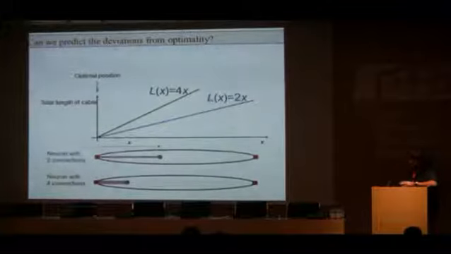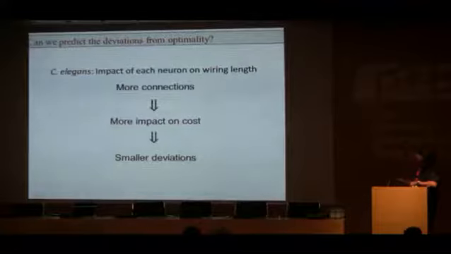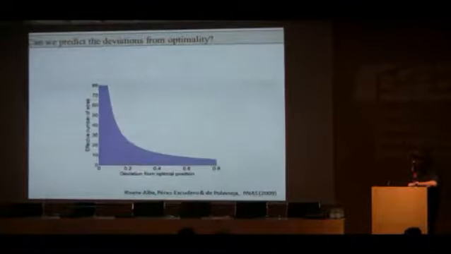So the prediction for C. elegans, just because the cost goes with the number of connections, is that because when you have more connections, you have more impact on cost, then you have smaller deviations when you have more connections. So the prediction is that if you have here the number of connections, the number of wires this neuron is using to connect, and the deviation from the optimal position, you should expect the neurons to be here. And what you observe is something like that. So it works fairly well.